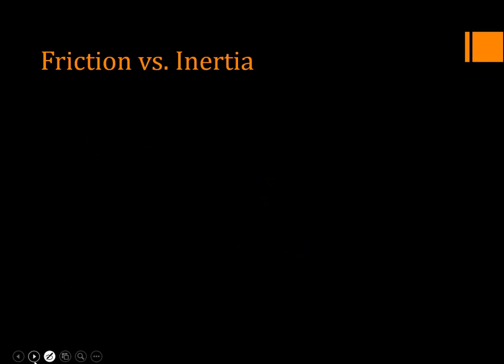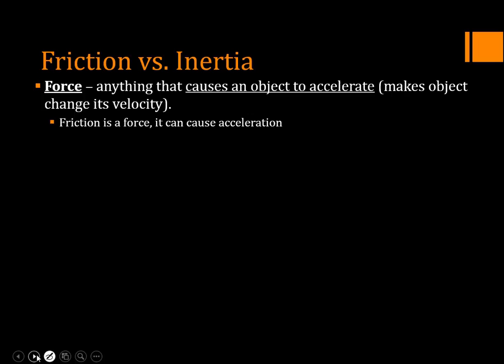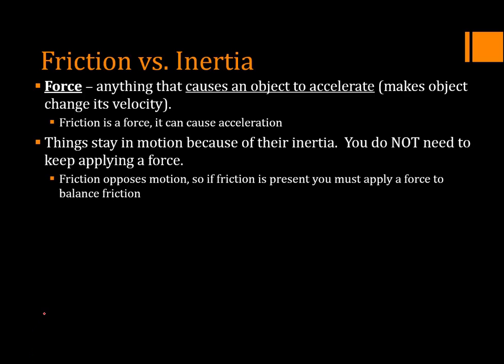Now, sometimes people confuse friction with inertia, and these are very, very different things. Okay, so inertia is not a force, but friction is. Force is anything that causes an object to accelerate. It makes the object change velocity. Friction is a force, and it can cause acceleration. Usually the acceleration that friction causes is always against the motion, so it's going to try to slow things down and stop them. Things stay in motion because of their inertia.